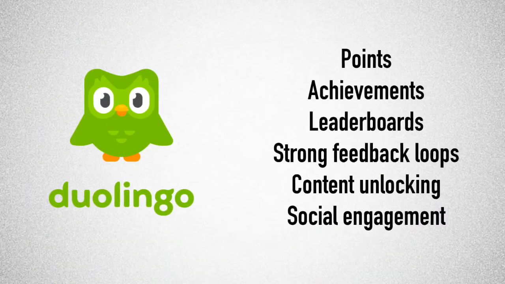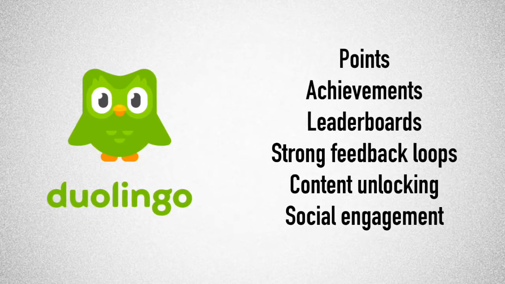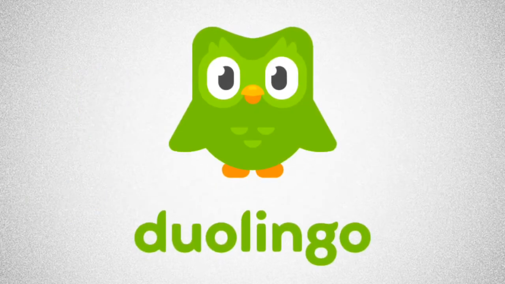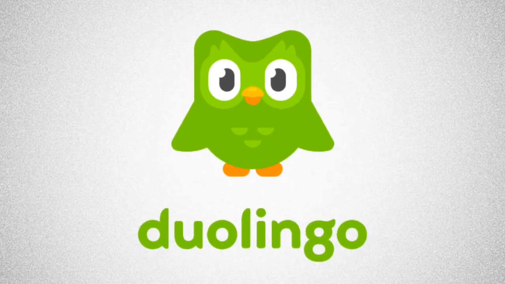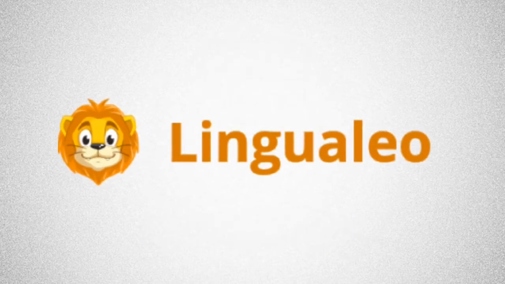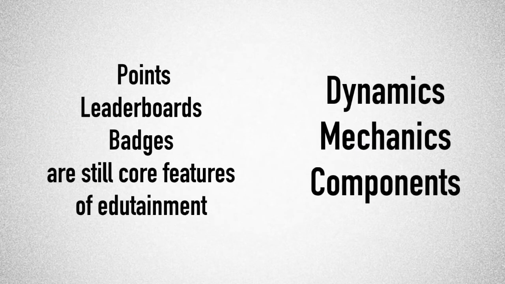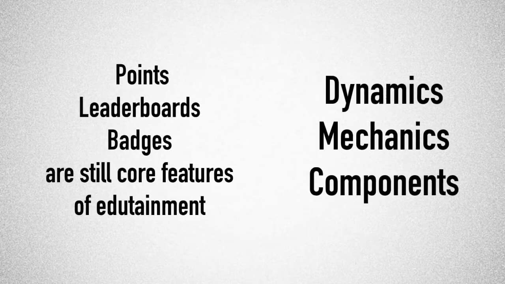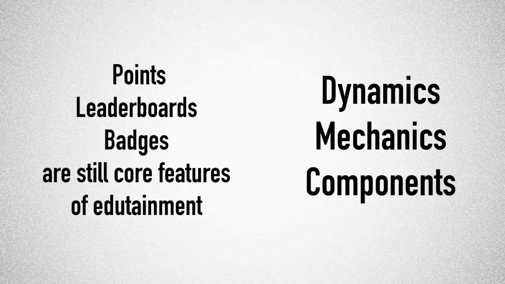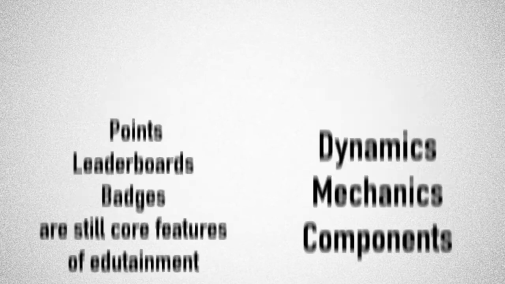Duolingo encourages learners through gamification techniques like points, achievements, leaderboards, strong feedback loops, content unlocking, and social engagement. That's nothing to say of a cute green owl who will badger you to death if you don't learn your conjugation. Lingualeo uses similar approaches and is also very successful. Points, leaderboards, badges are still core features of edutainment, and nowadays they are getting more complex in terms of other key concepts such as dynamics, mechanics, and components.